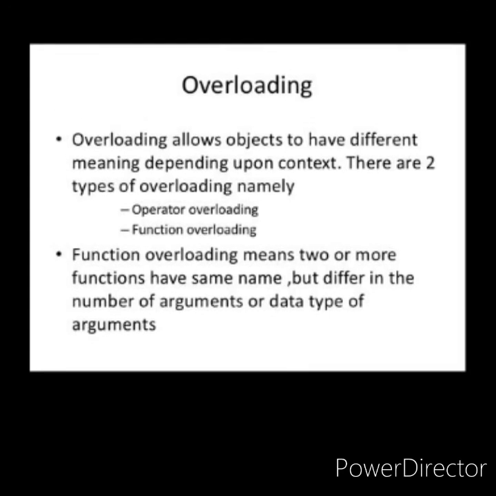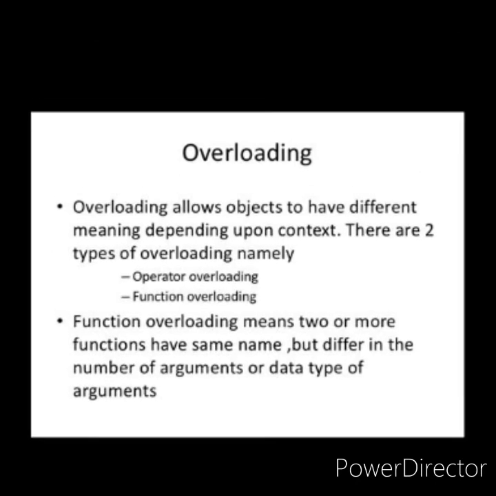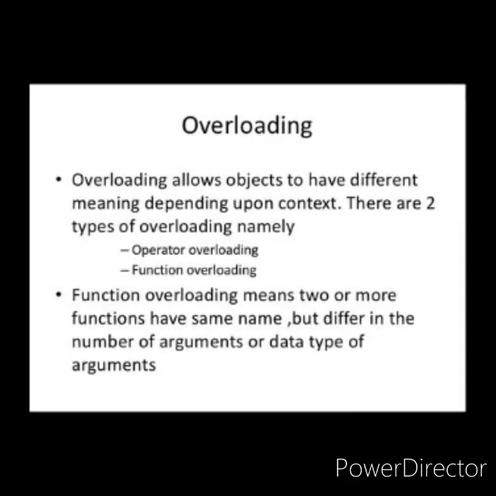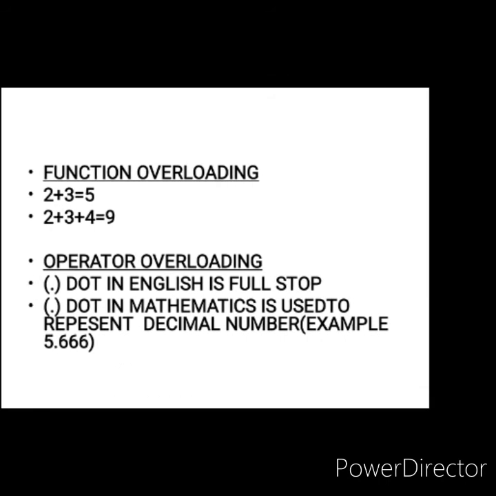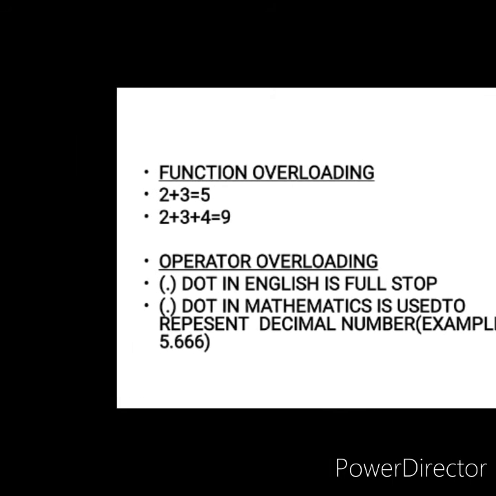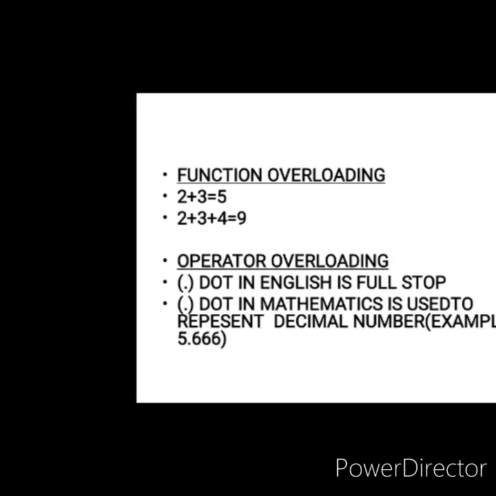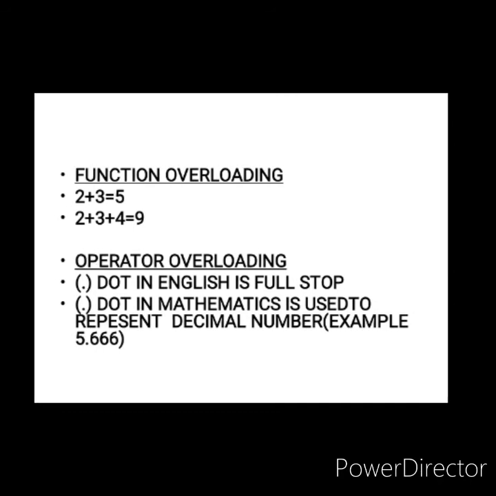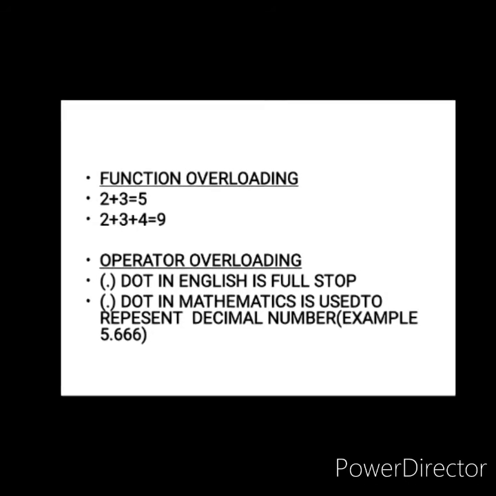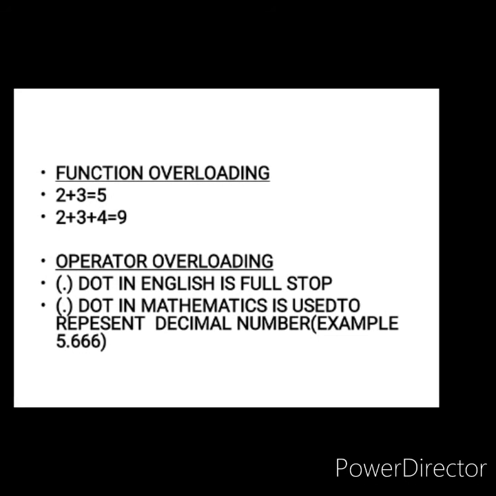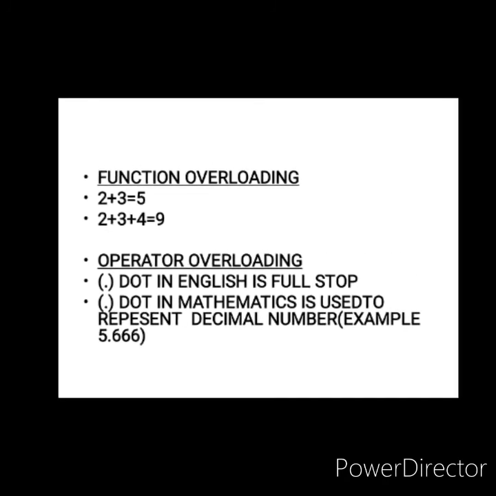So let us see what exactly function overloading is. Function overloading means two or more functions having the same name but different arguments. Let us consider the same example. Here both functions are called addition, but in the first case we are taking only two numbers, and in the second case we are taking three numbers. These can be considered as arguments. So two functions are called addition, but in the first case the number of arguments is 2, and in the second case the number of arguments is 3, which can be considered as function overloading.